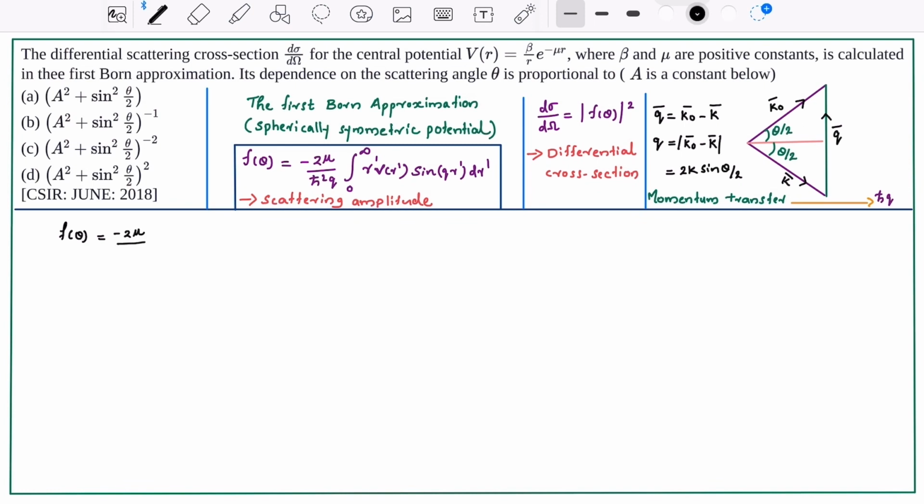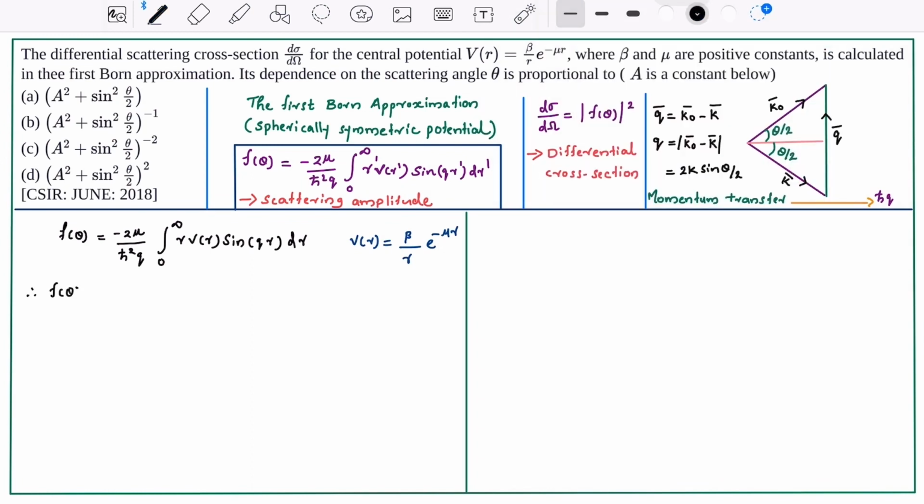First, let us write the equation for the scattering amplitude, that is minus 2μ by ħ² q integral 0 to infinity r V(r) sin qr dr. The equation is for spherically symmetric potential. Now we can use the equation because in the question the central potential V(r) is equal to β/r e raised to minus μr is given.